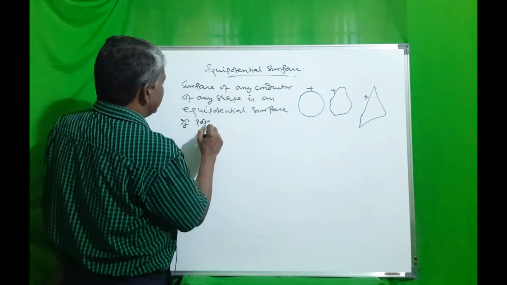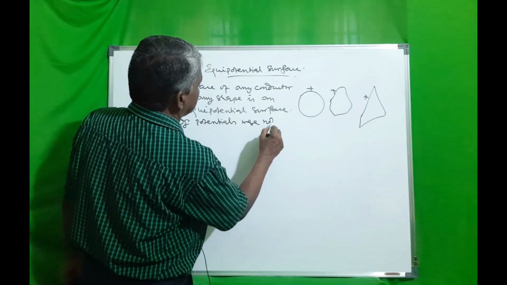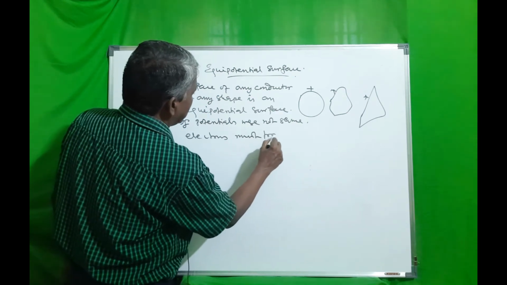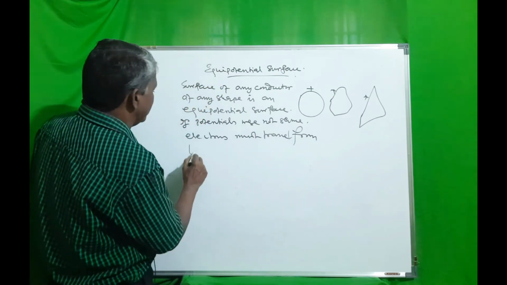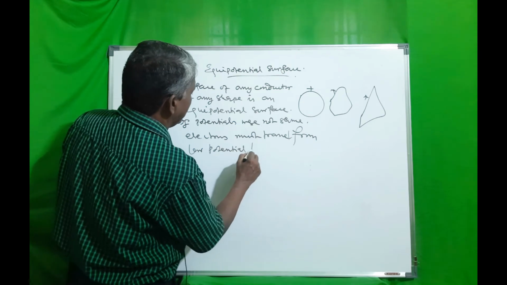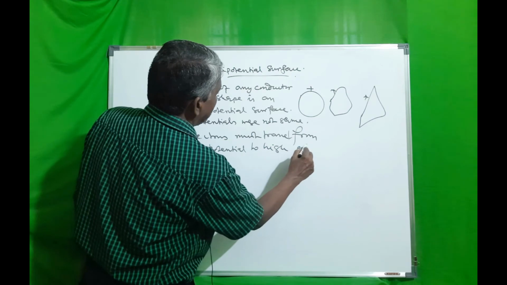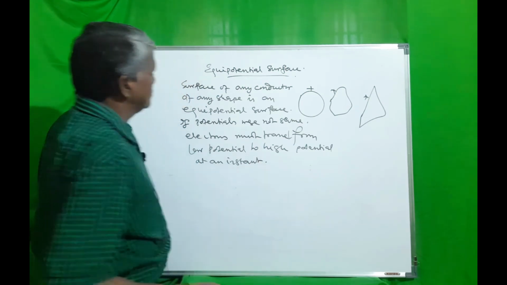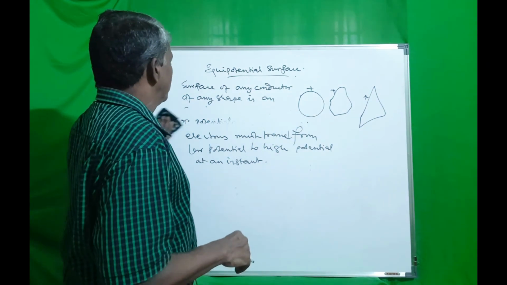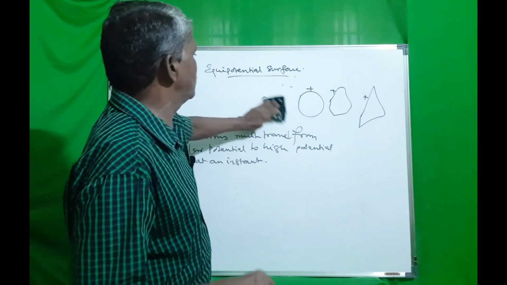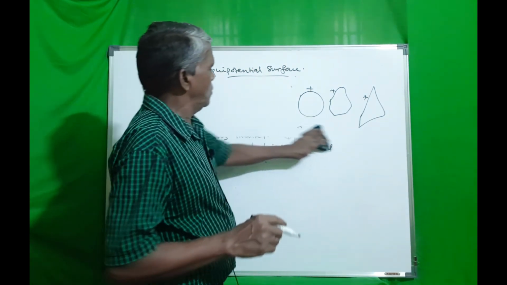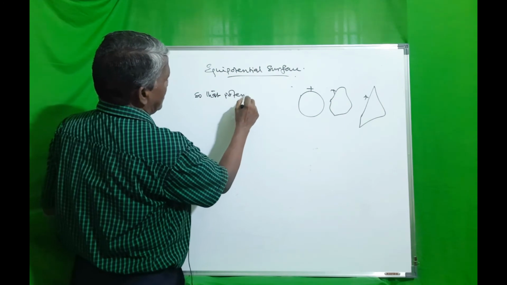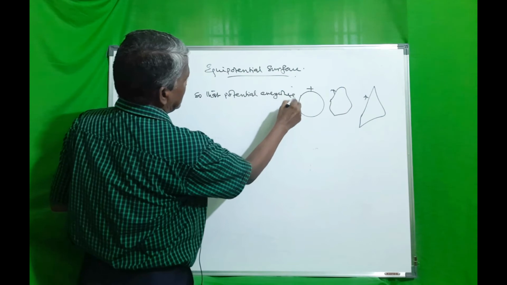If potentials were not the same, electrons must travel from low potential to high potential, at an instant, so that potential everywhere is the same.